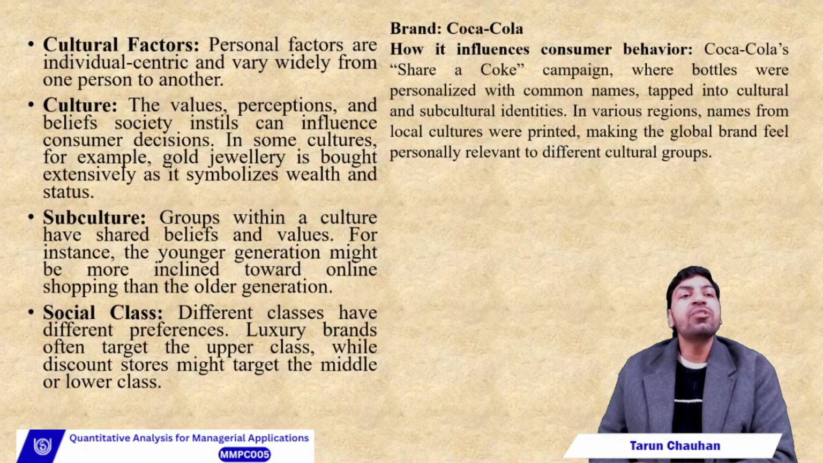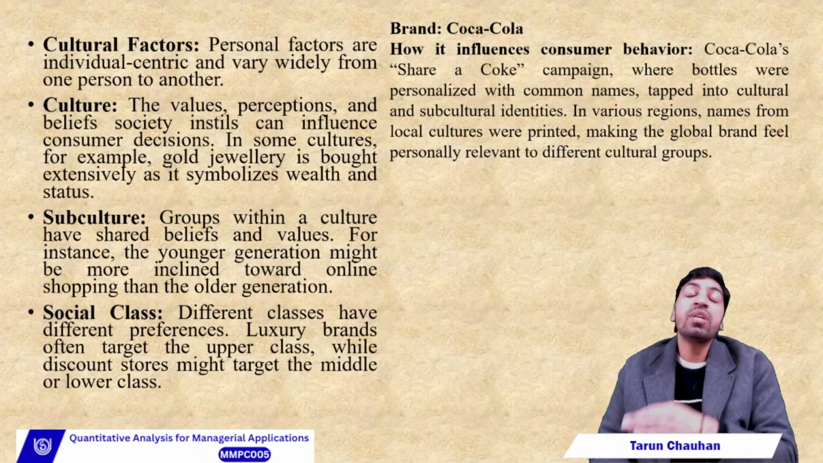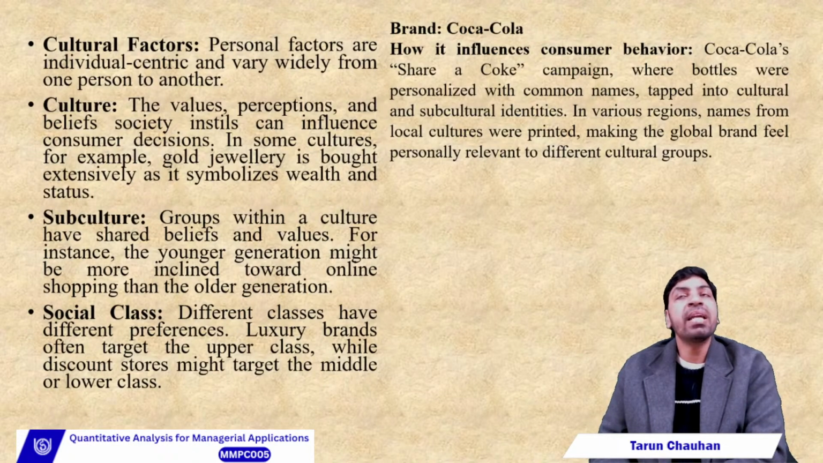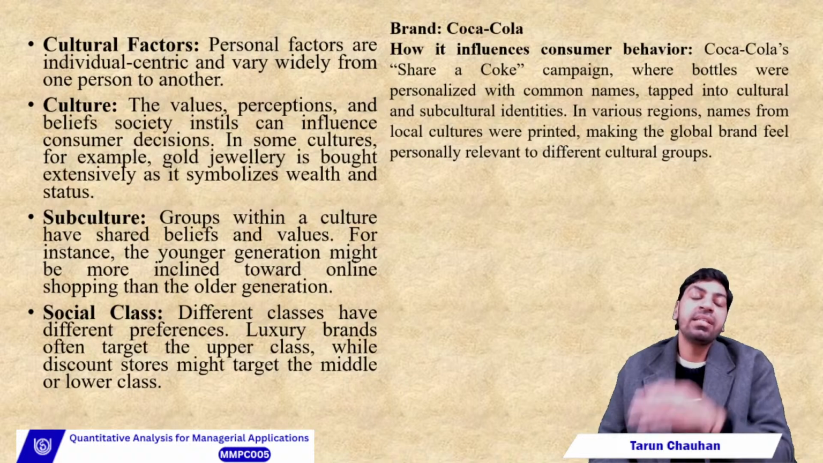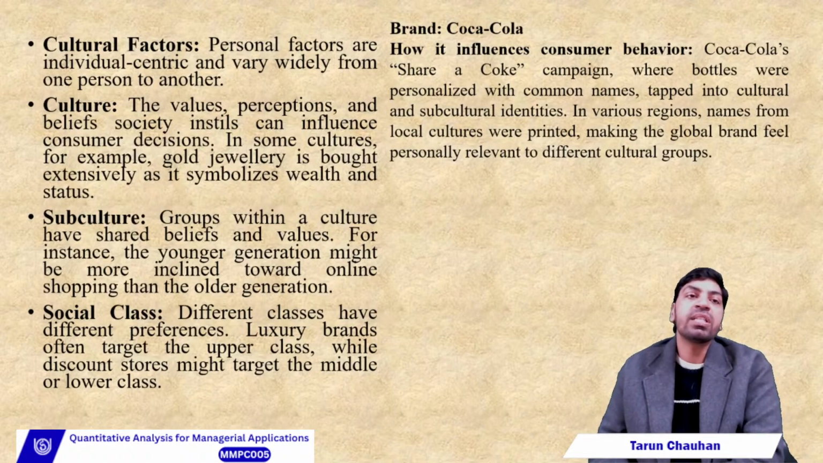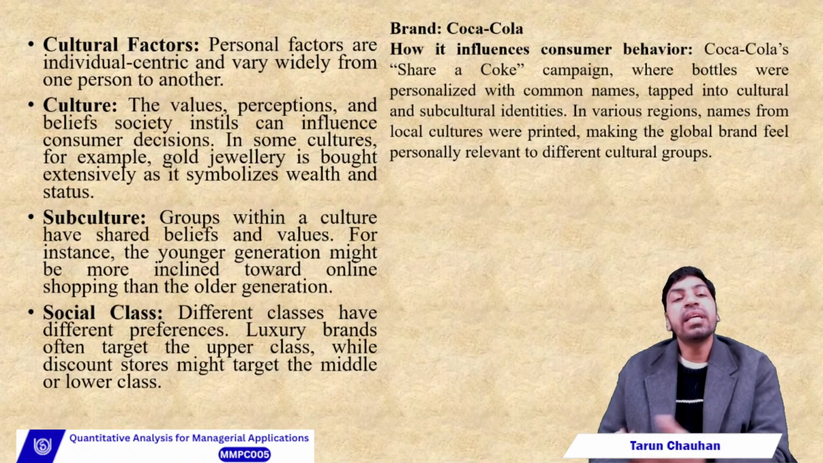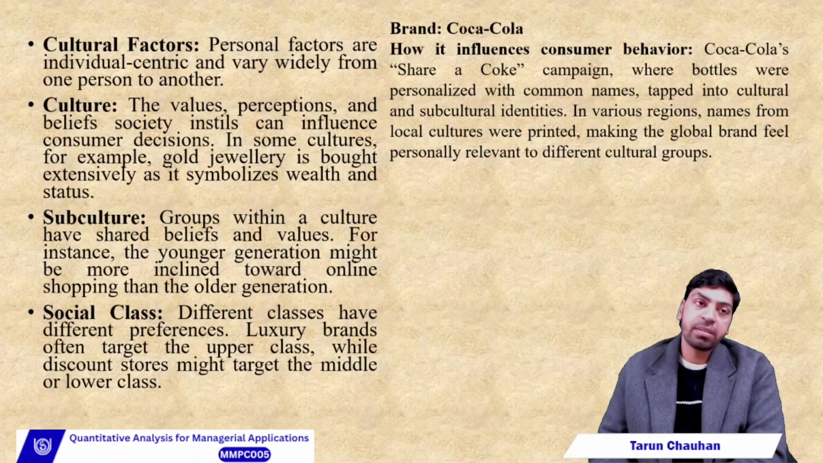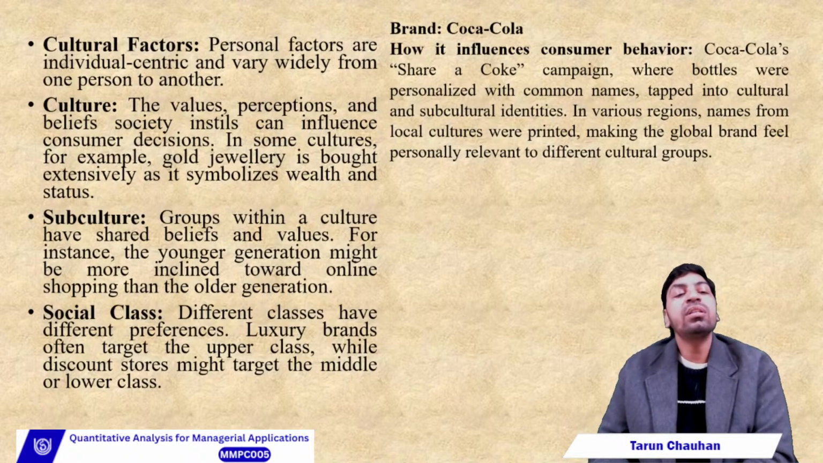Next one is cultural factors. The personal factors are individual-centric and depend from one person to another. These are the three main parameters which come under cultural factors. The first one is culture, the second one is subculture, and the third one is social class.